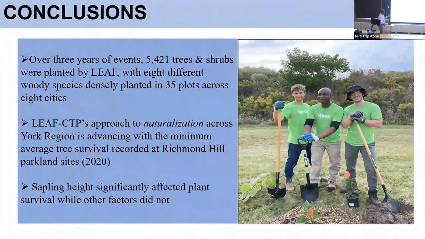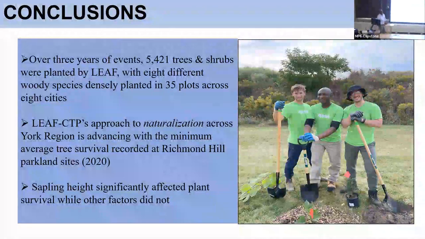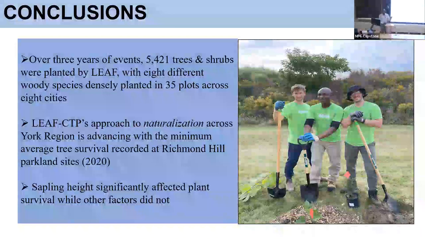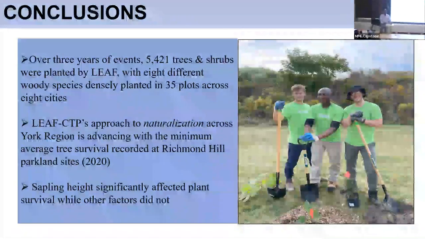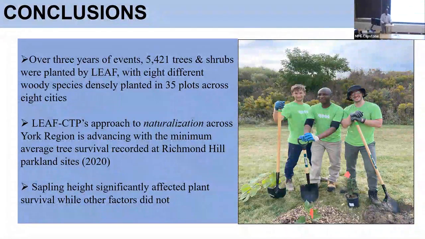Conclusion. Achieving objectives one and two of this study, over 3 years of events, 5,421 trees and shrubs were planted by LEAF, with eight different woody species densely planted in 35 plots across eight cities. LEAF's CTP approach to naturalization across York Region is advancing, with the minimum average tree survival recorded at Richmond Hill Parkside in 2020. Sapling height was found to significantly affect survival, while the other variables did not.